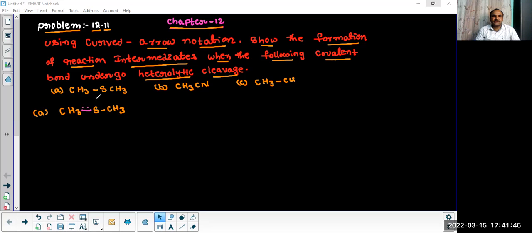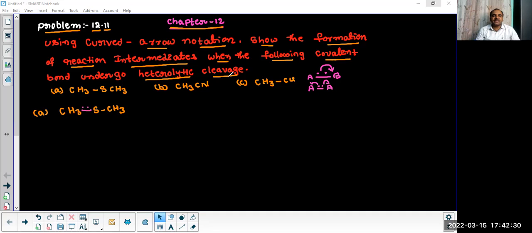If the two electrons are shifted to one side, then that is called heterolytic cleavage. So here, these are the bonded electrons. If these two atoms exhibit different electronegativities, then the bonded electrons are shifted to one side, and that is considered heterolytic cleavage. If these two exhibit the same electronegativity, the bonded electrons are shifted to both atom sides, and that is considered homolytic cleavage.